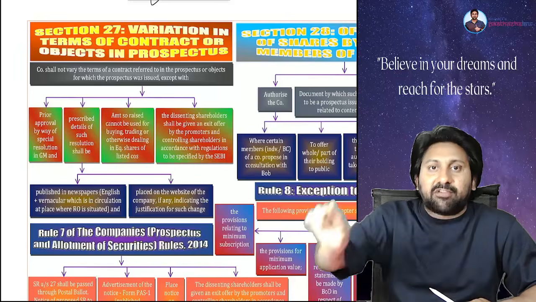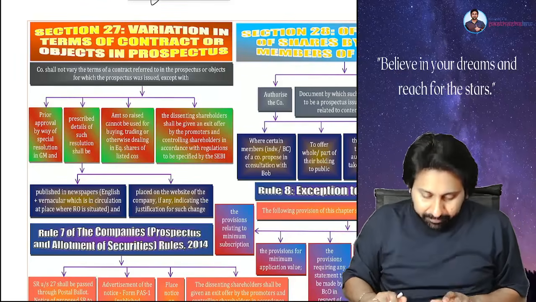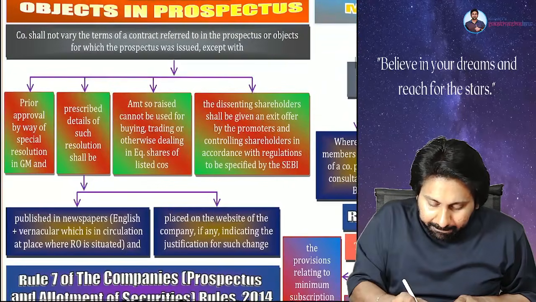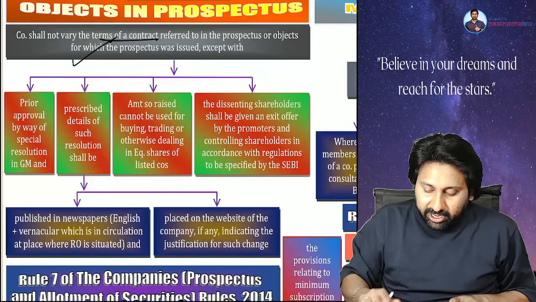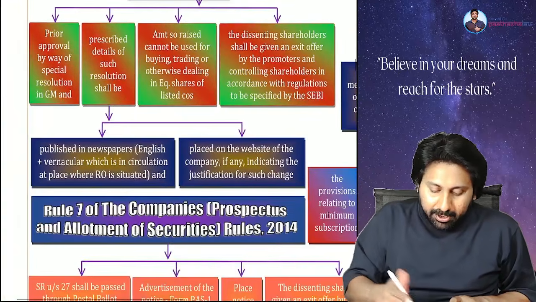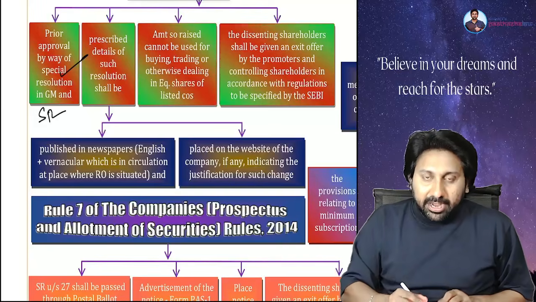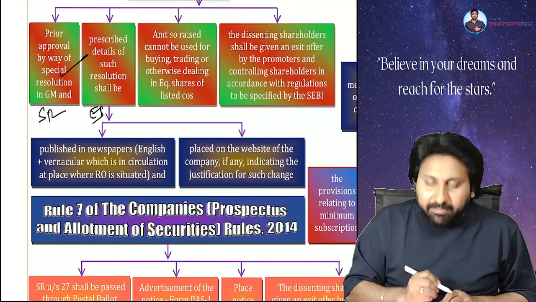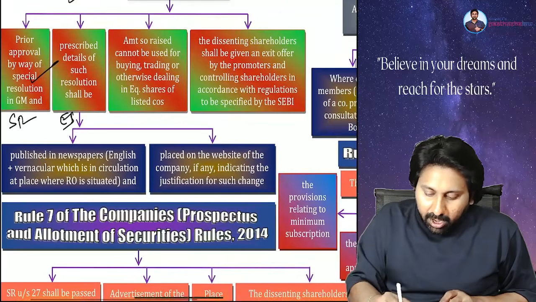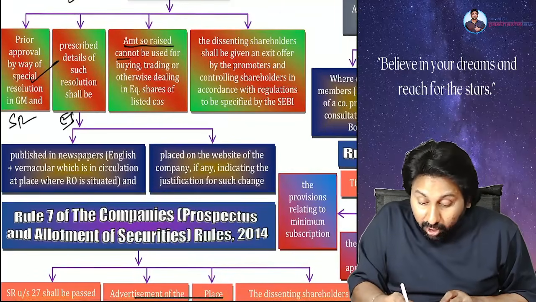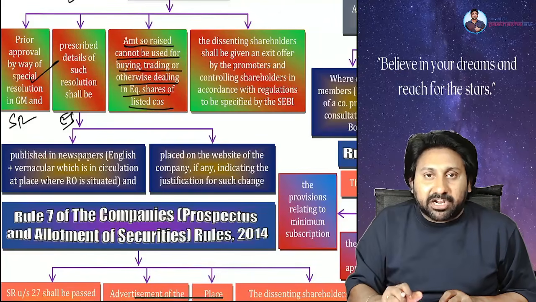There is a procedure given in section 27. What is that procedure? See the screen. A company shall not vary the terms of a contract referred to in the prospectus, except with prior approval by special resolution. So, special resolution. Next, an explanatory statement must be there. Details must be explained clearly. Next, the amount so raised cannot be used for buying, trading, or otherwise dealing in equity shares of a listed company.